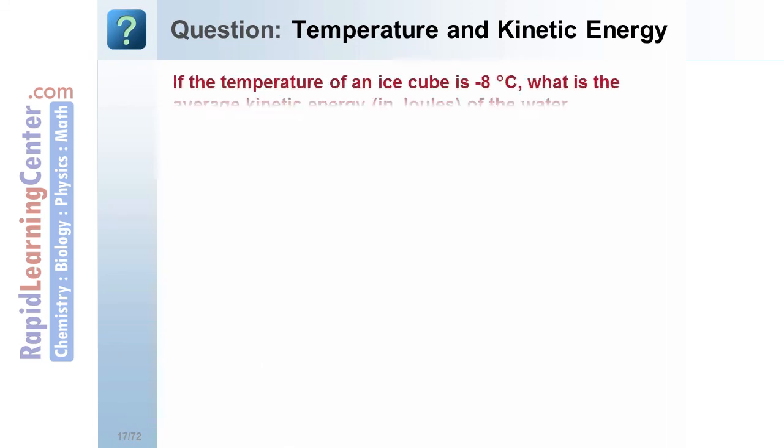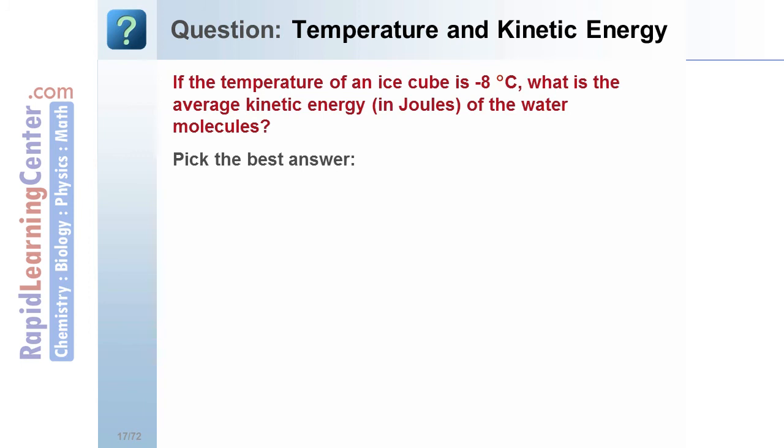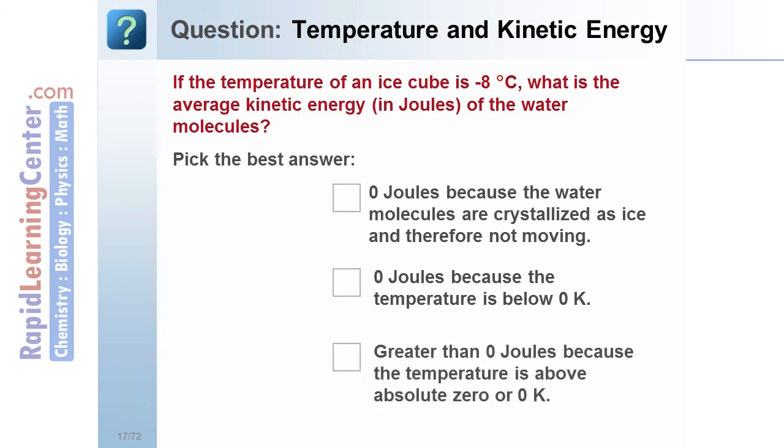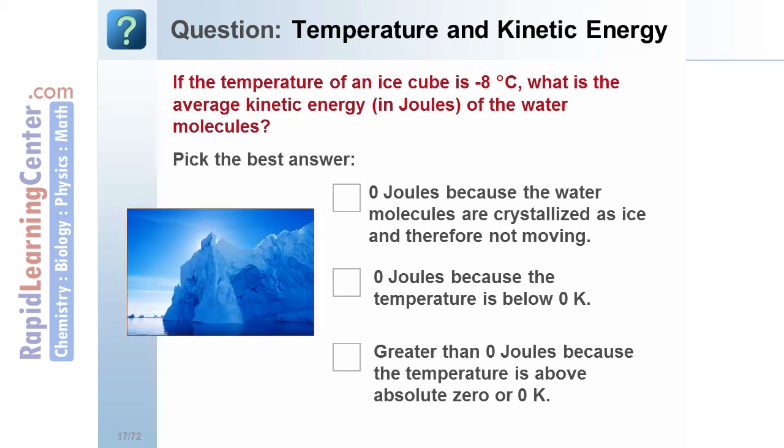Question: temperature and kinetic energy. If the temperature of an ice cube is -8 Celsius, what's the average kinetic energy in joules of the water molecules? Is it 0 because the water molecules are crystallized as solid ice, so they're not moving? Maybe it's 0 joules because the temperature is below 0 Kelvin. Or maybe it's some number greater than 0 because the temperature is above absolute 0. Look at the information in the question carefully and pick the best answer.